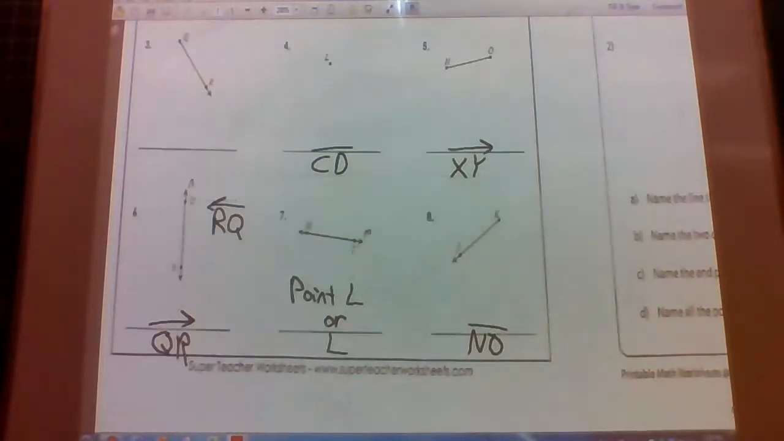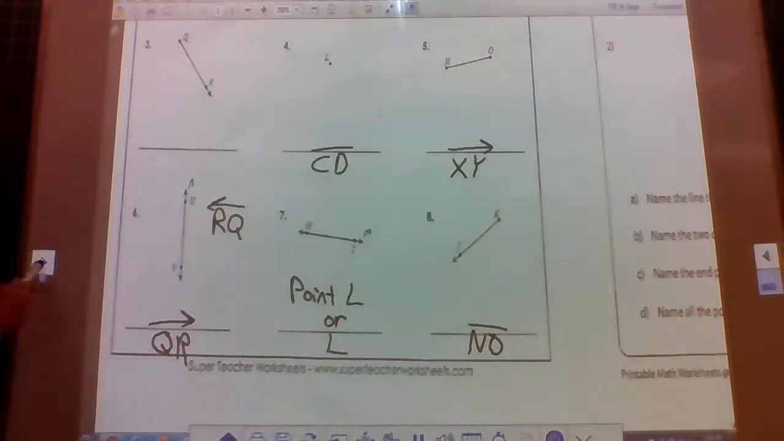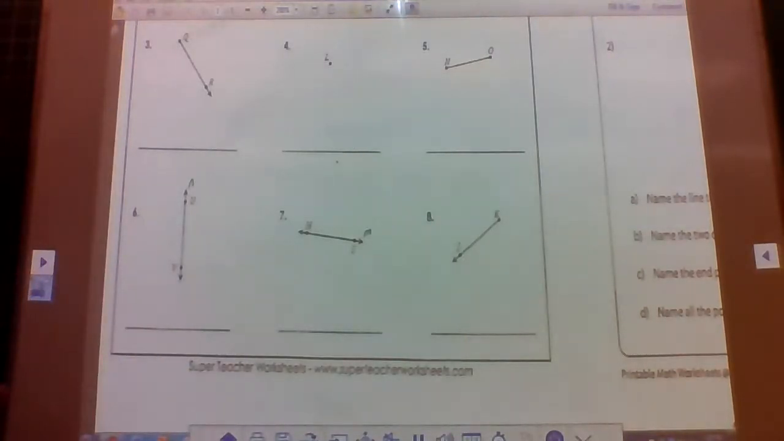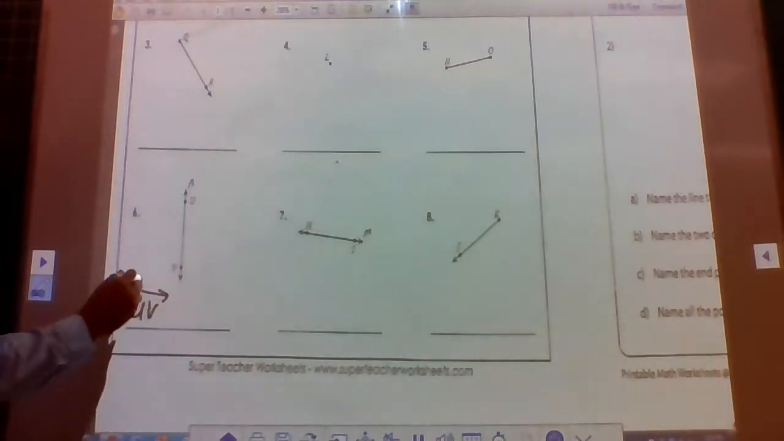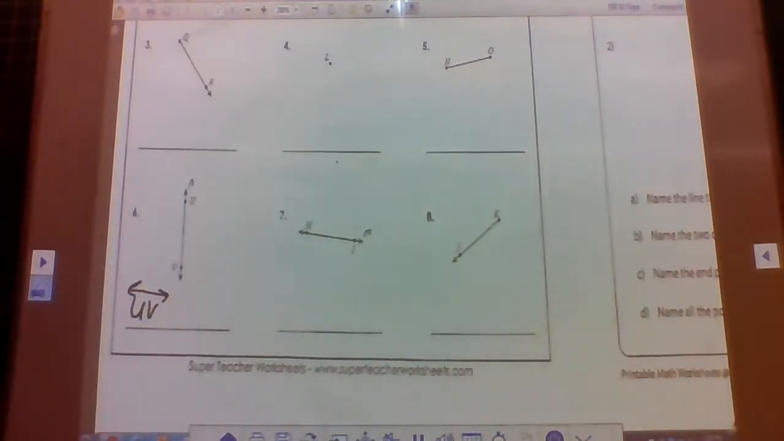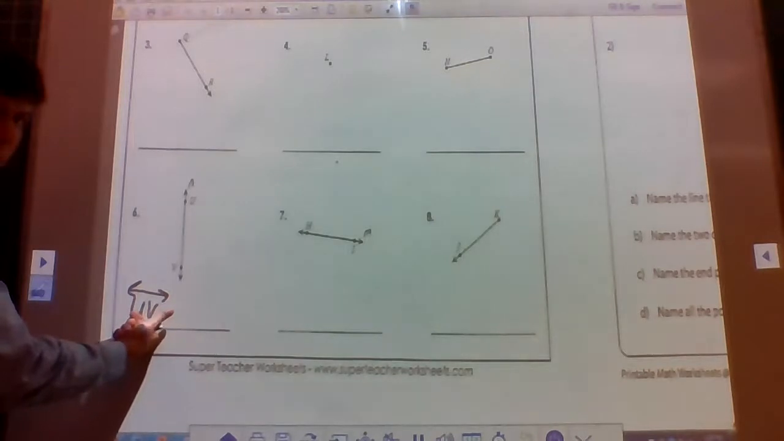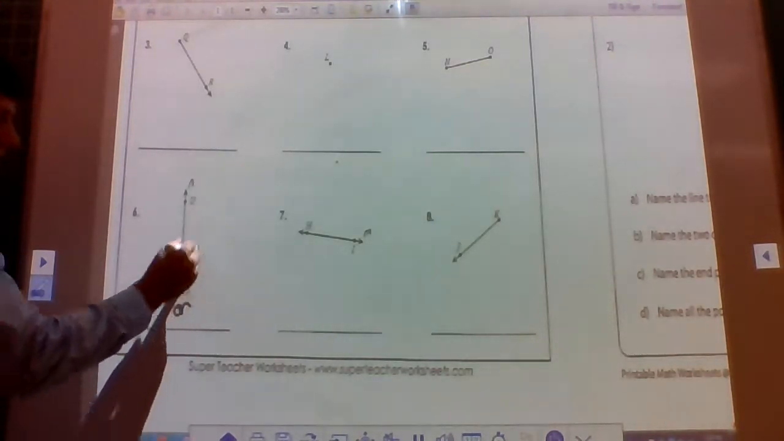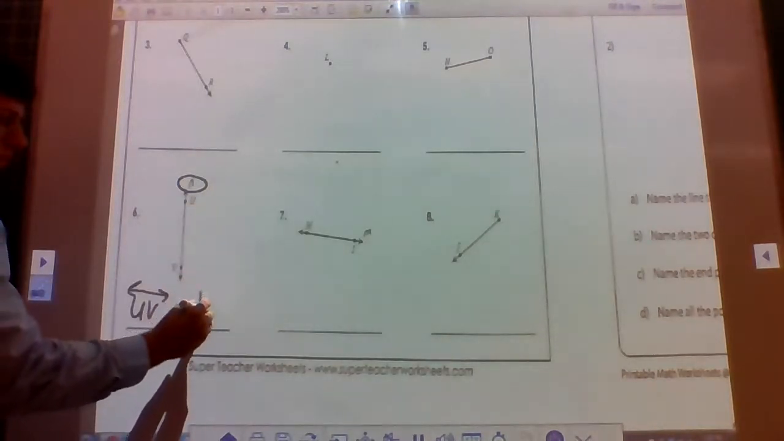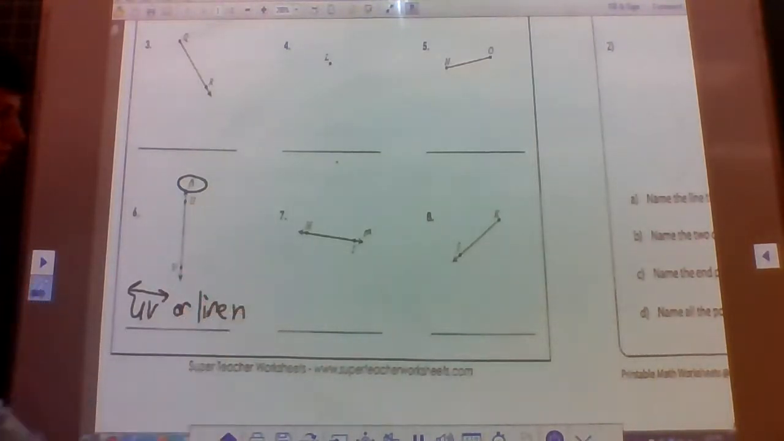And for the last three, 6 and 7 are both lines. Six is a line because it's going on forever in two directions. We can name it UV with the line on top, arrows over the U and the V. We can name it VU, right? Line UV is the same as line VU. Or we can use the symbol up here, that's N. So line N would also work.